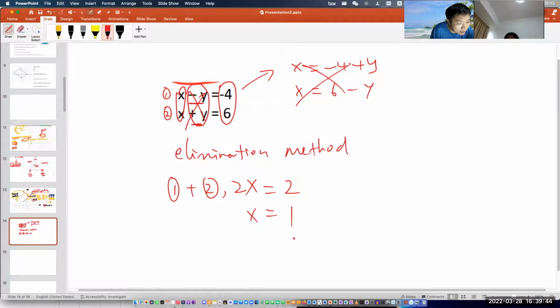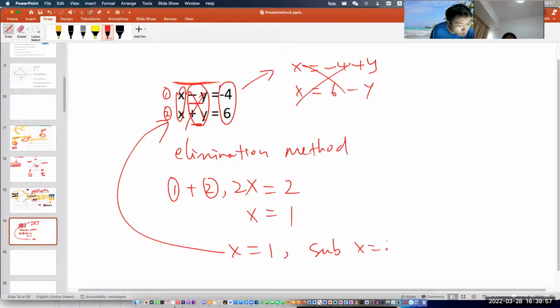Therefore, your x is equal to 1. So if your x is equal to 1, then you put it back into one of these. Then you substitute x equals 1 into x plus y equals 6. So this is 1, y equals 6. So y equals 5. So this is the elimination method.